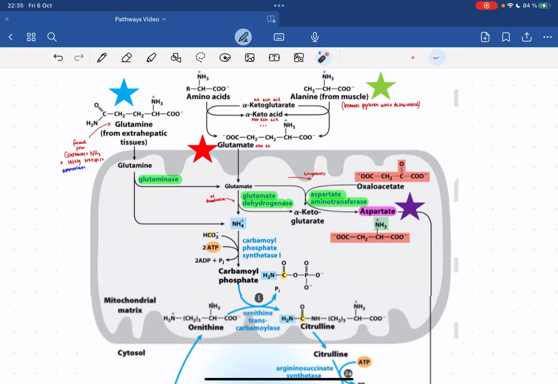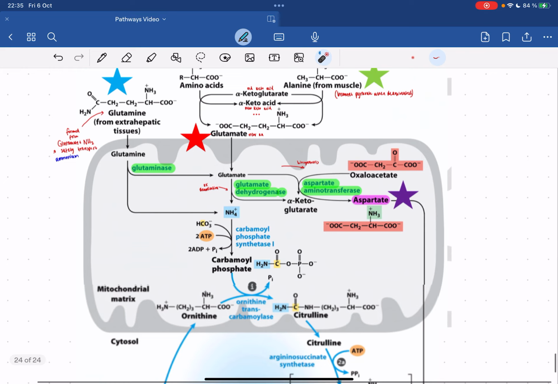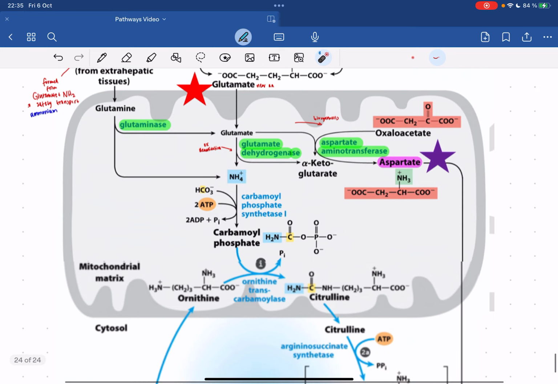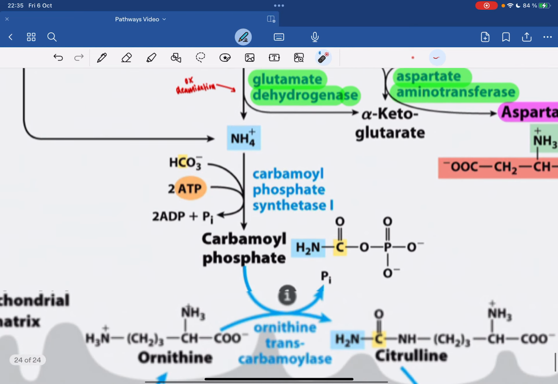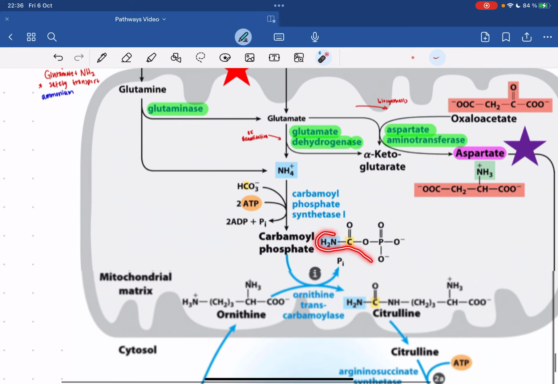And then the glutamine reacts with the glutaminase to create the glutamate, and this also releases the ammonia, and the glutamate will continue to release more ammonia by glutamate dehydrogenase in order to be converted back into the alpha-ketoglutarate, and the ammonia here will react with bicarbonate as well as 2 ATP in order to create this carbamyl phosphate molecule that looks like this right here.